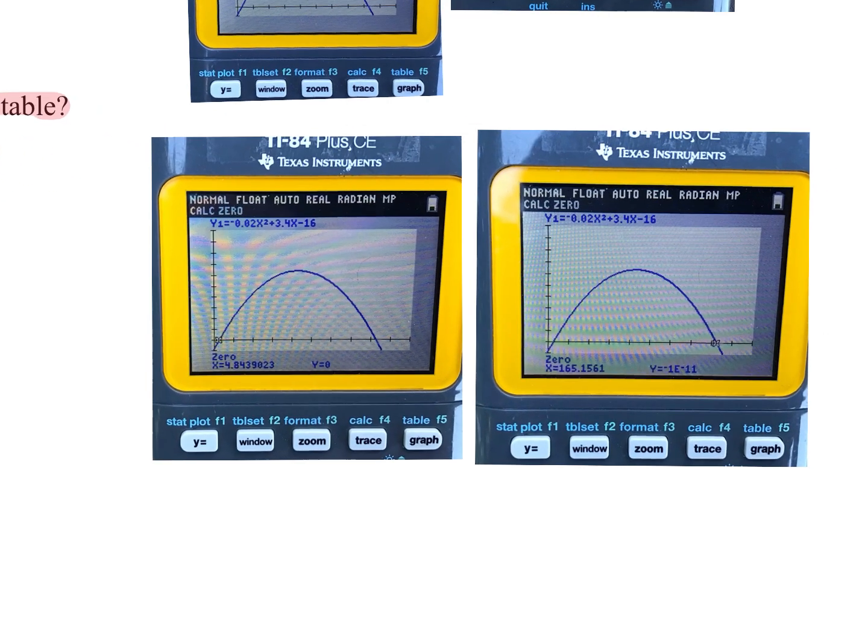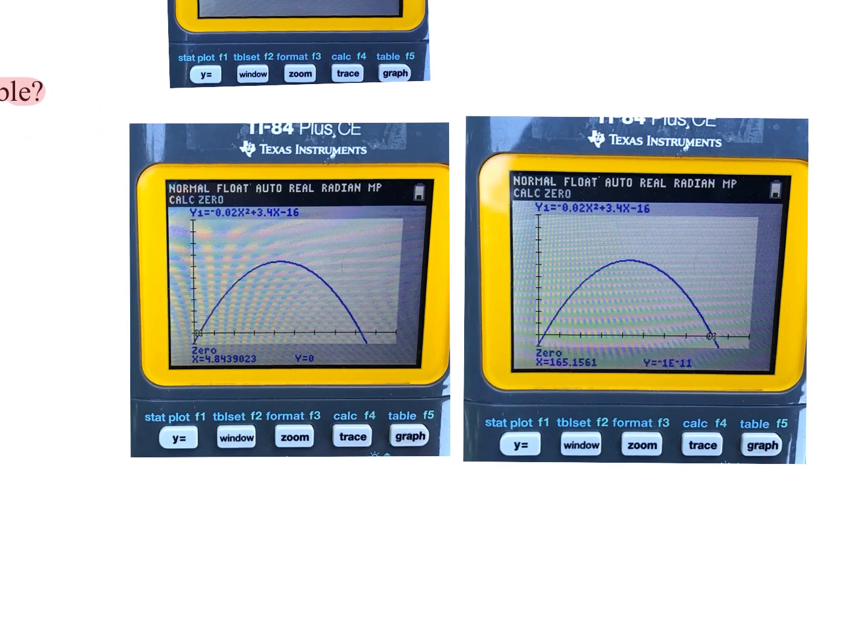Okay, so to get to this feature, you do the second trace, and that leads you to calculate, and it's going to be option 2. So first it will ask you for a left bound, so you need to scroll to the left of your 0 and hit enter, and then scroll to the right of your 0, so somewhere around here, hit enter, and then you'll have to hit enter a third time for it to guess what that 0 is. Same process. Then you'll have to scroll way over to your other side. You'll hit somewhere to the left of your x-intercept, scroll to the right of it, hit enter, and then hit enter a third time.